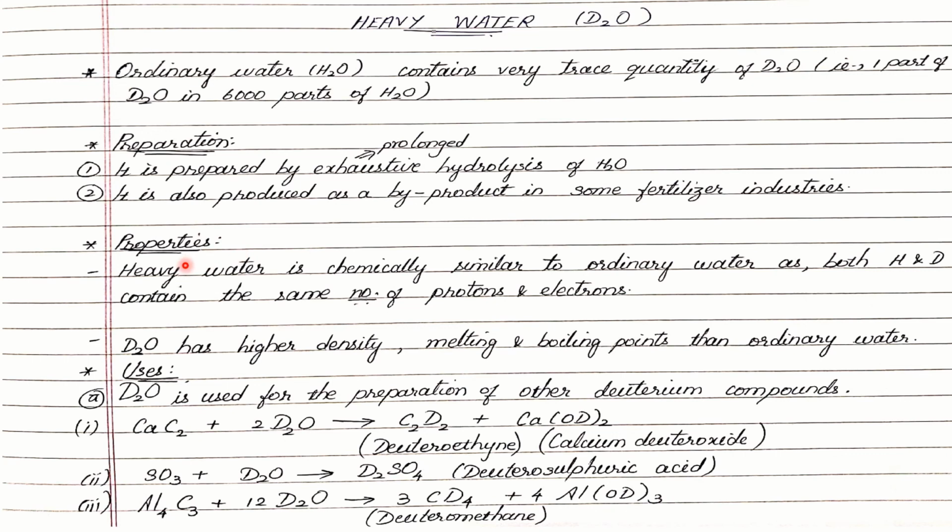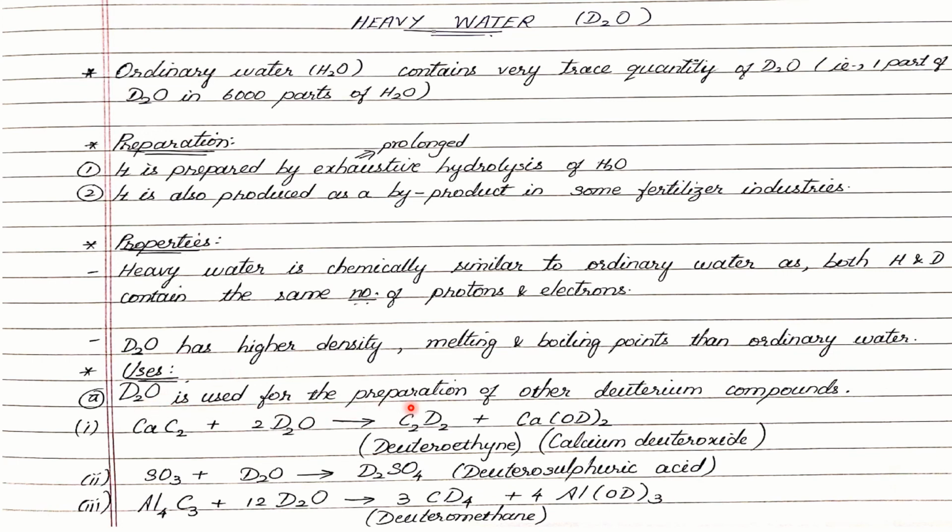What are the properties of heavy water? Heavy water is chemically similar to ordinary water, as both hydrogen and deuterium contain the same number of protons and electrons. Clear? So chemically it is similar to ordinary water. However, heavy water has higher density, melting and boiling points than ordinary water. What are the uses of heavy water?